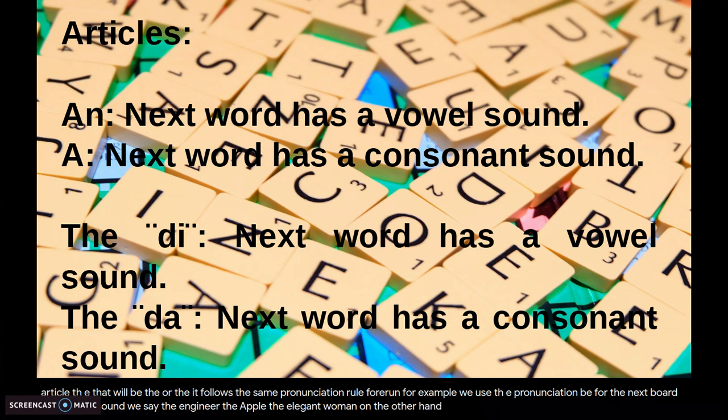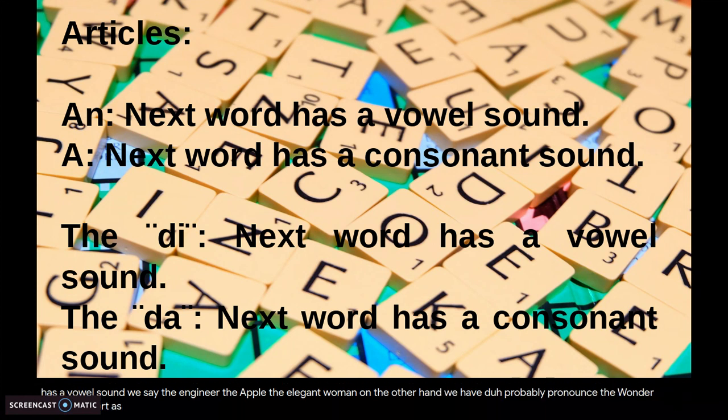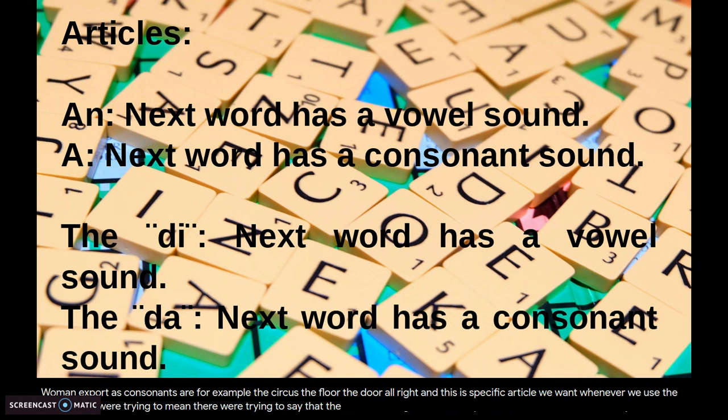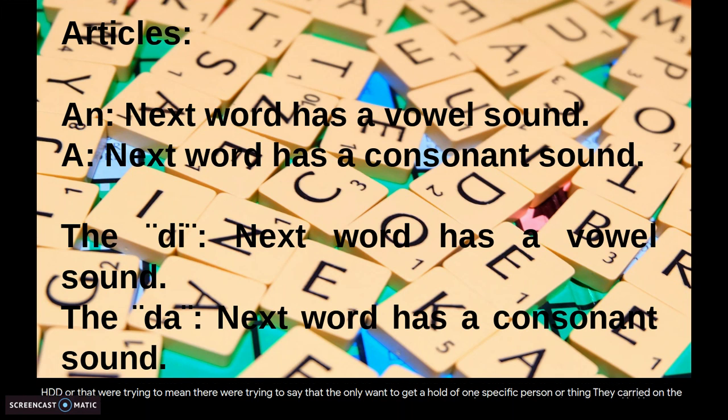On the other hand, we have "the". We pronounce "the" when the next word has a consonant sound. For example, the circus, the floor, the door. All right, and this is the specific article. Whenever we use "the", we're trying to say that we only want to get a hold of one specific person or thing: the carrot on the left, the guy in the seventh row. We're being specific. So this is specific and this is general.